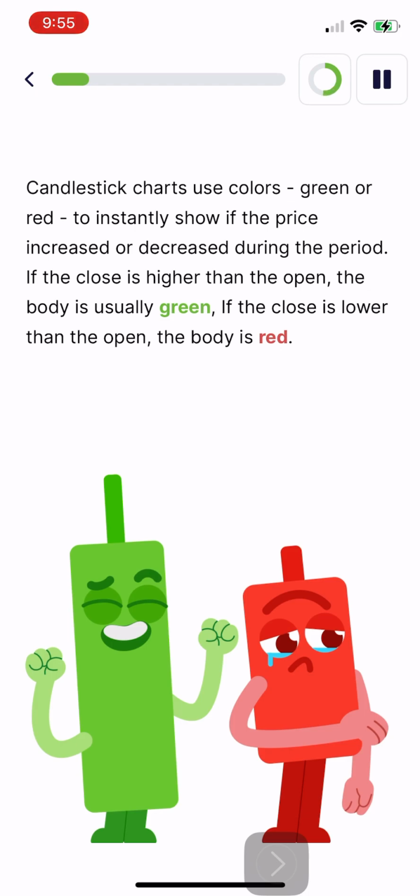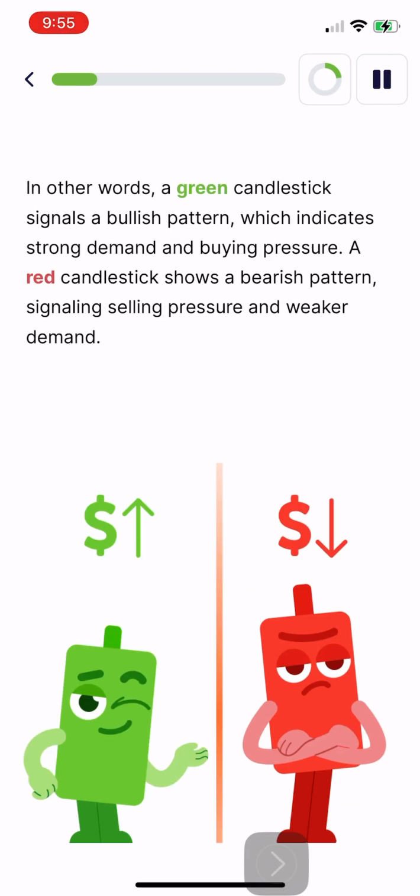If the close is higher than the open, the body is usually green. If the close is lower than the open, the body is red. In other words, a green candlestick signals a bullish pattern, which indicates strong demand and buying pressure. A red candlestick shows a bearish pattern, signaling selling pressure and weaker demand.